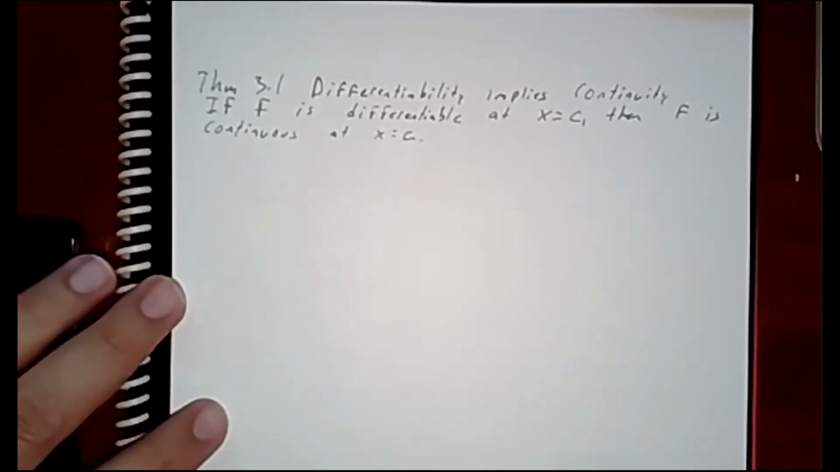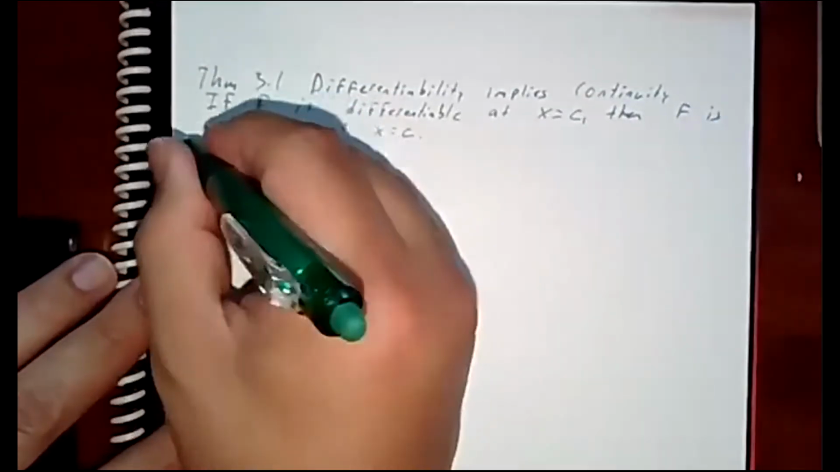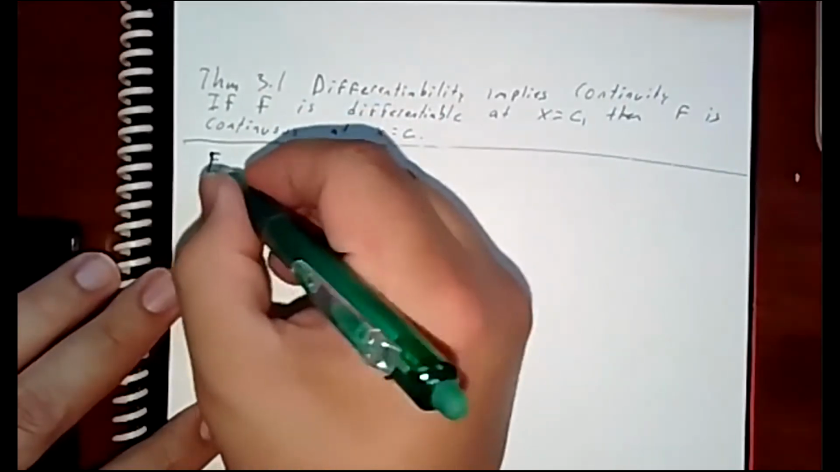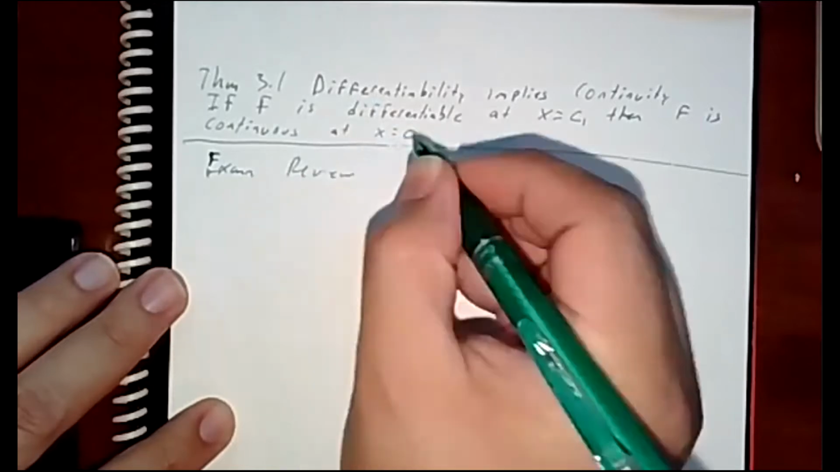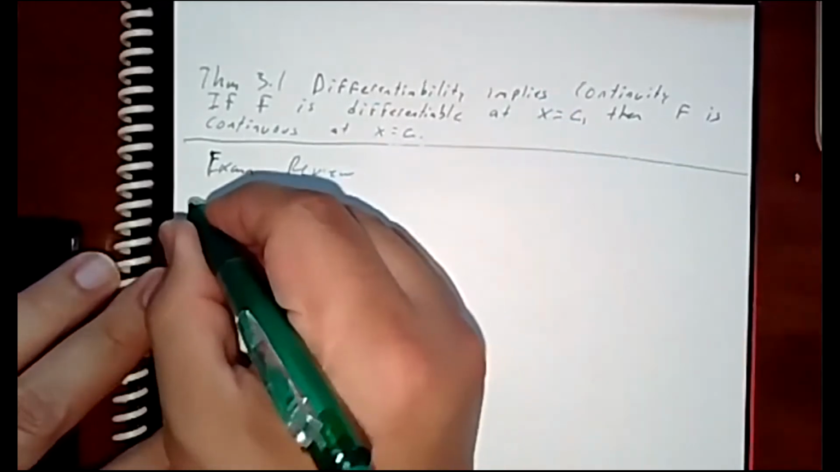It's getting dark in here. All right, so let's just skip to the work. Exam review. What number was it? Number 10. Number 10.